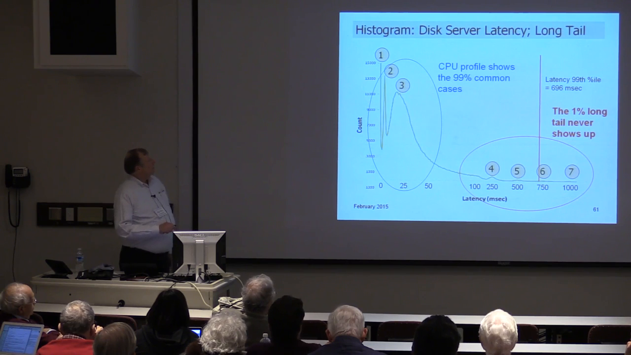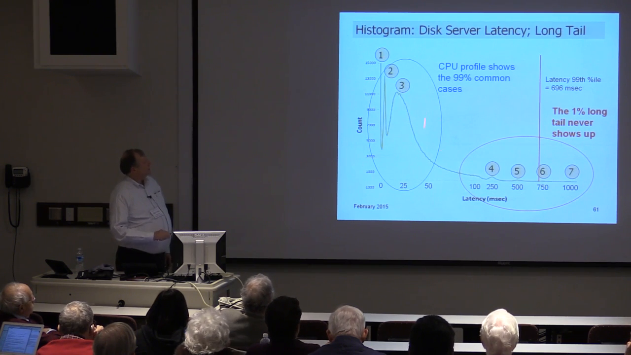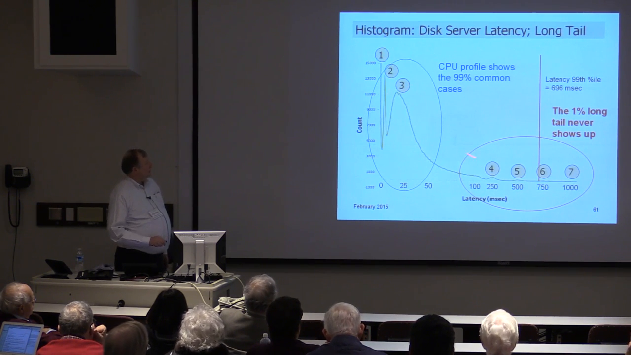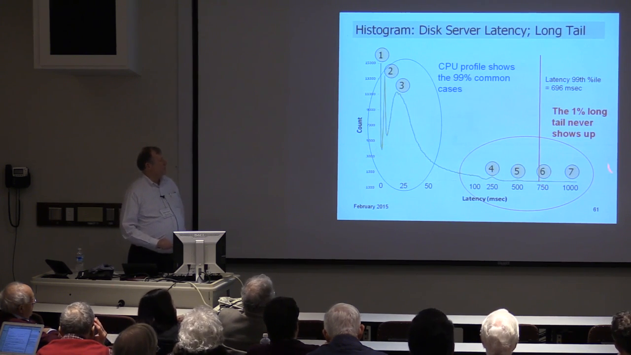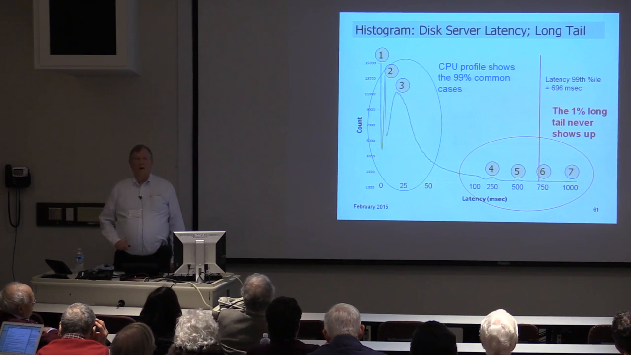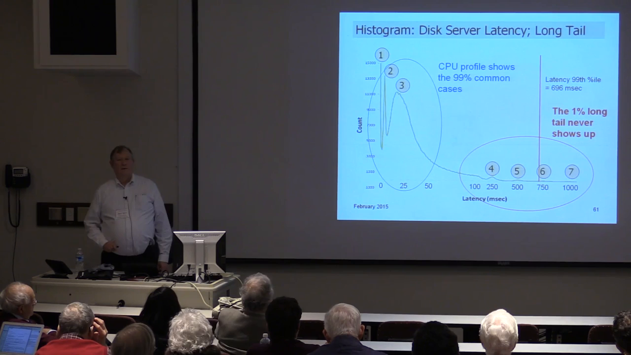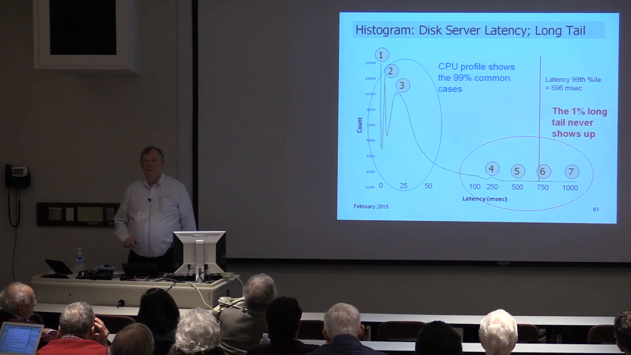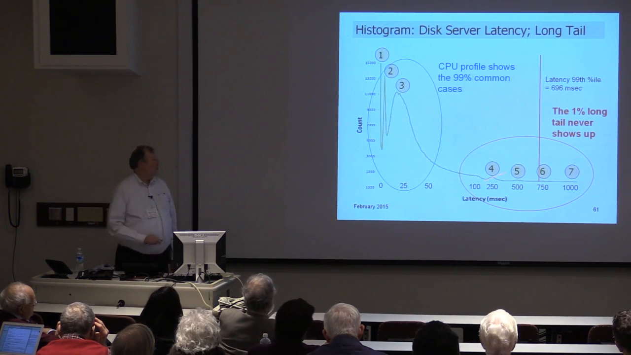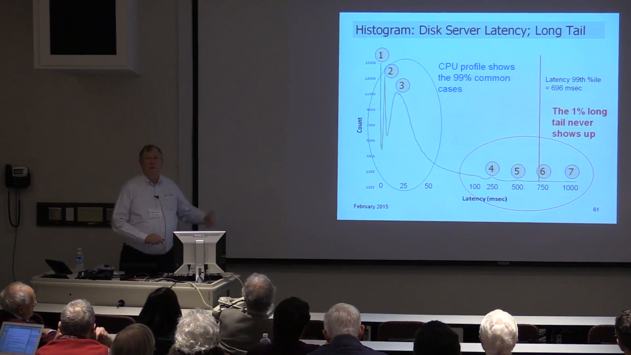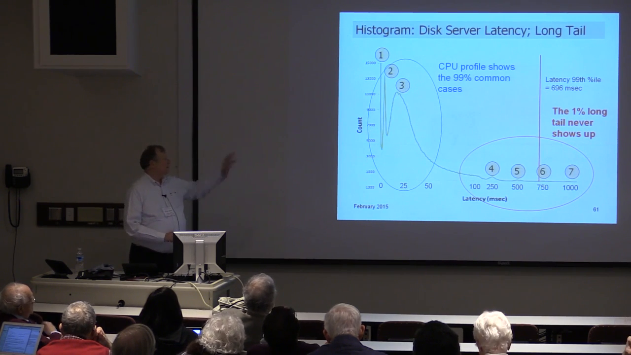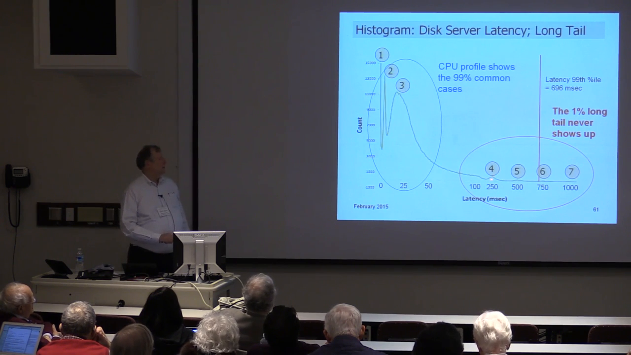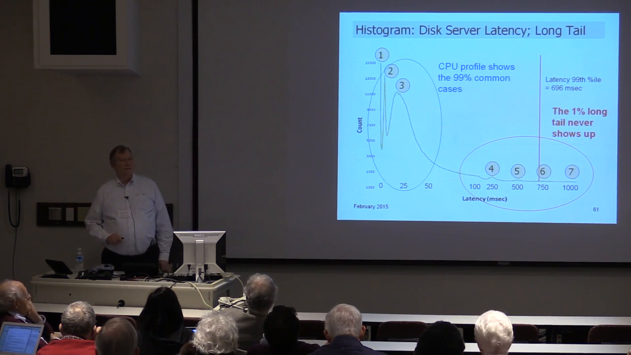So I'm going to give you an example of this. This is our histogram again, except now I've labeled the seven peaks in this. There's the one at 0 we explained, the one at 2, the one at 3 we explained. Then there's these four peaks out here. There's one at 250 milliseconds, there's one at 500, there's one at 750, there's one at 1,000. What's odd about that? They're all multiples of a quarter second. What could possibly be causing an unusually large number of disk transactions, reads, to take exact multiples of a quarter second?